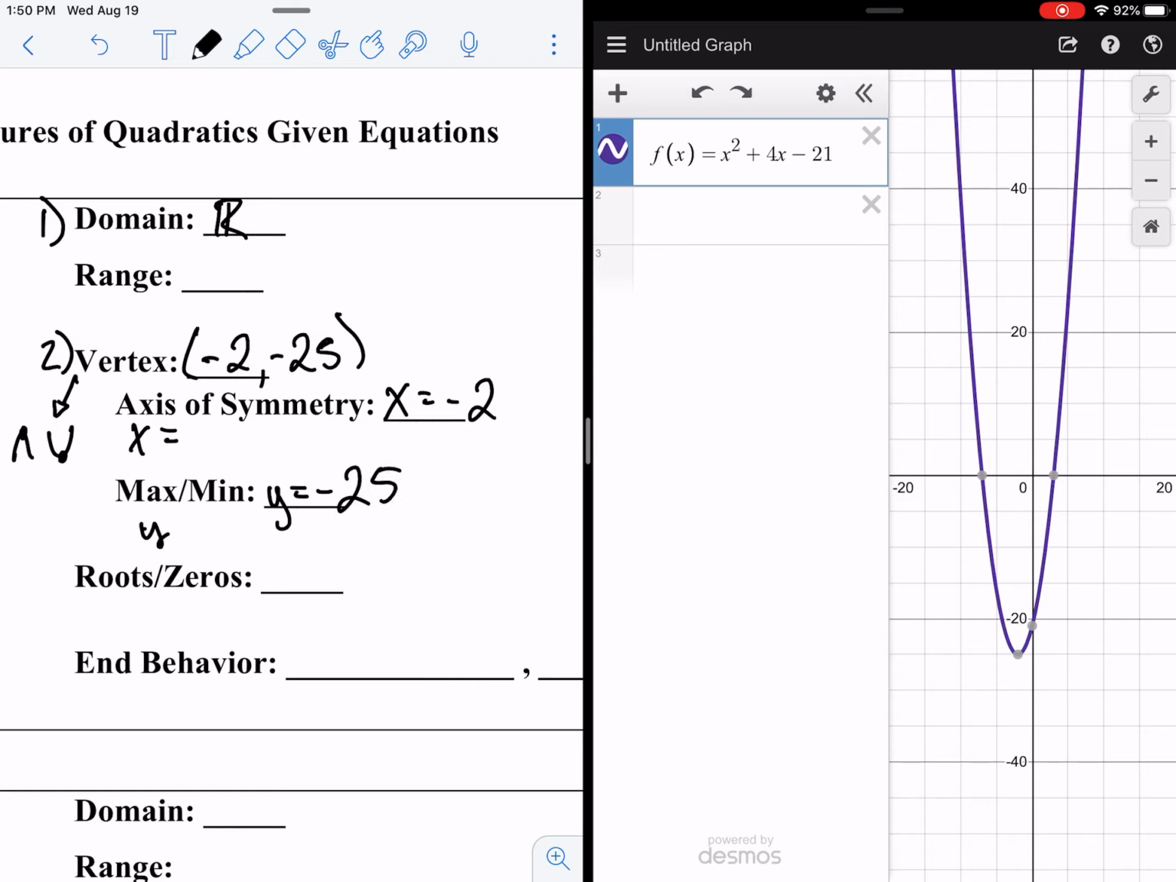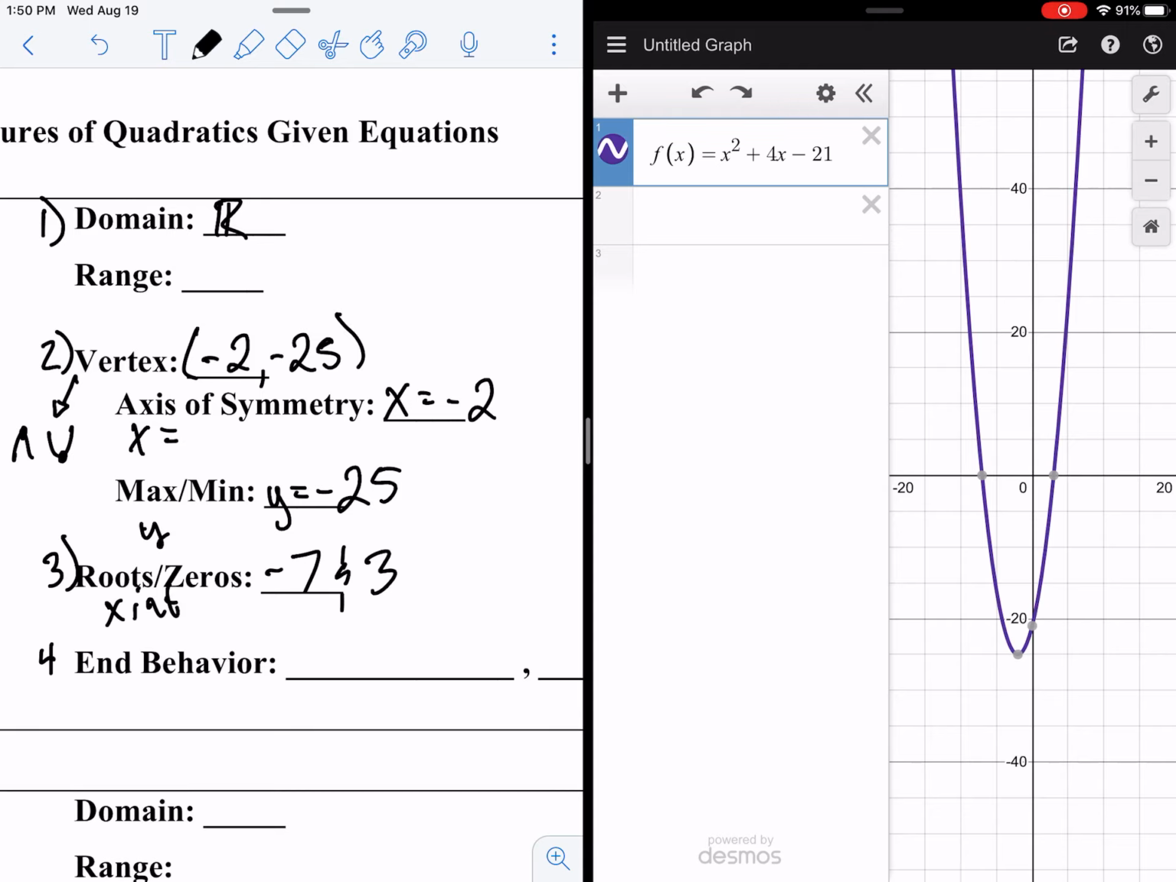My roots or zeros are probably the next easiest, right? This is just x-intercepts, so where the graph crosses the x-axis. Again, I only want the x values. So -7 and 3.